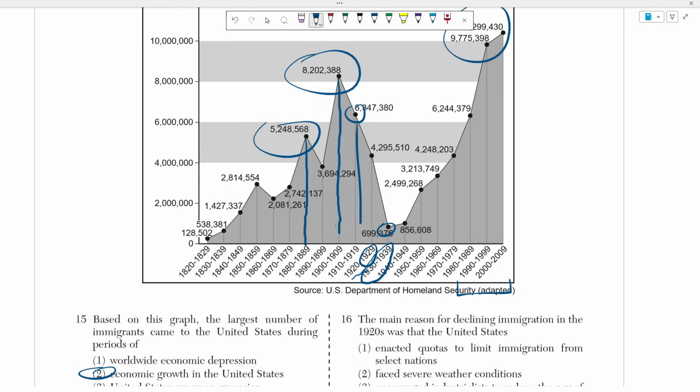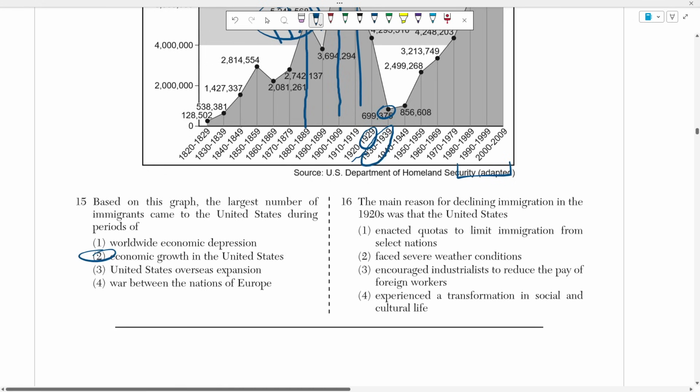And the best way of supporting that is through these 3 peaks, which are happening during great economic expansion within the country. Number 16 says that the main reason for the declining immigration in the 1920s was that the United States did what? Well, it enacted quotas to limit immigration from select nations, right? Eventually, the immigration in America reached such a point that we passed the Quota Act, which pretty much limited the amount of immigrants coming from other nations to a set number, right?